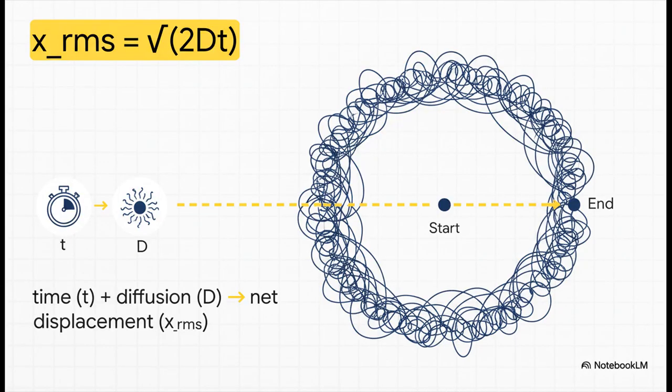And this little equation right here, don't let its simplicity fool you. It is incredibly powerful. It connects the average distance a particle wanders directly to the two things we've been talking about, our diffusion coefficient D and time t. It lets us put a real number on how far a particle has strayed.